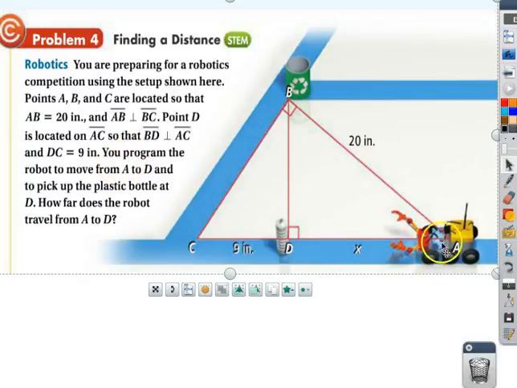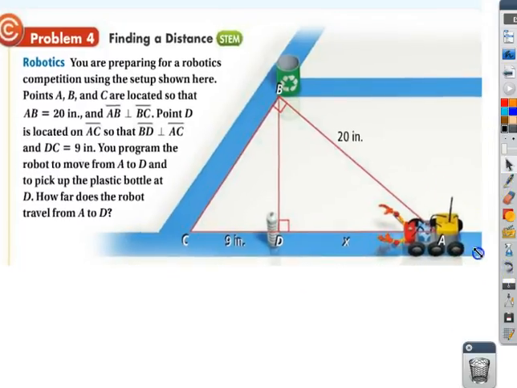I've got to write a program for the robot, and I have to move the robot from A to D, pick up the plastic bottle at D, and then I guess I'm going to shoot up here and throw it in the recycling bin. All right? So how far is this length right here? So let's take a look at what we got. I'm going to shrink it back down now.